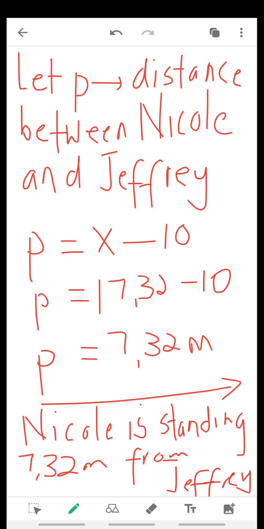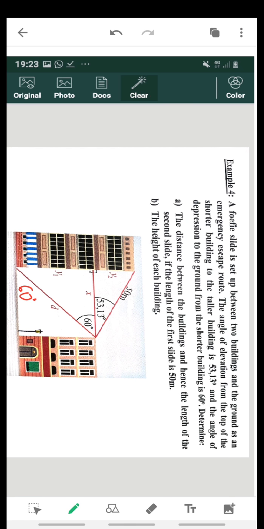Good. Now let us go to example number 4. Some of the things on this diagram I've already inserted, so please make sure you understand that. Now, a 4-piece slide is set up between two buildings and the ground as an emergency escape road. What they're talking about is this part here. This is the part which they are referring to as the 4-piece slide.